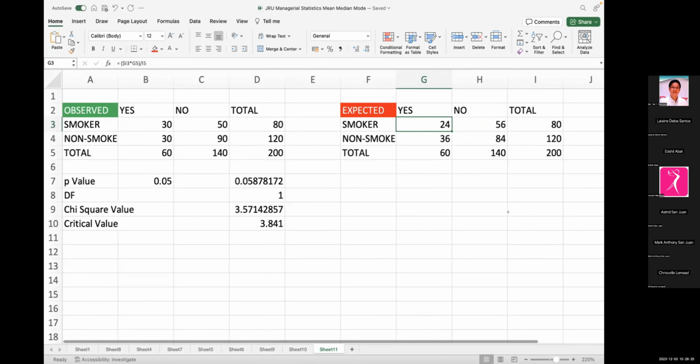Anyway, the end result will be a chi-square test. So your chi-square test will give you the p-value, right? The p-value that you will take will be 0.058787172, right? And the critical value is 0.05. So you still have to compare your p-value with the critical value of 0.05. So 0.05871 falls within or outside the rejection region?